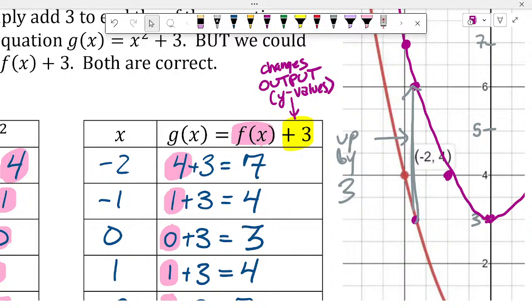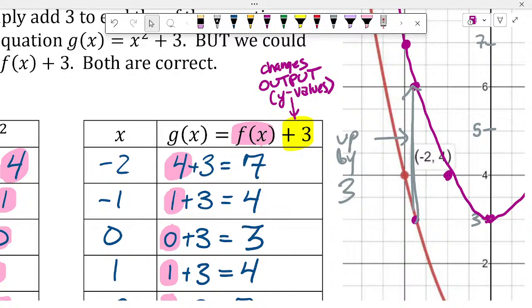Could I multiply? Sure, you can multiply. If we multiplied, again, is that going to move the graph left and right, or is it going to move it up and down? Just up and down. Because again, this is saying the function has already happened. If I wanted to change it left and right, where would I have to make the change? Inside the function. I'd have to say, change the x value before you do the function.